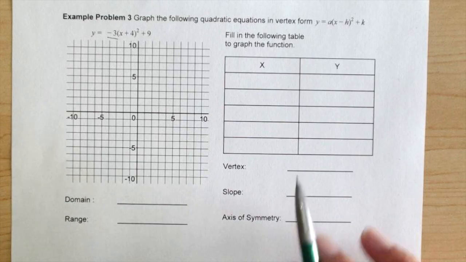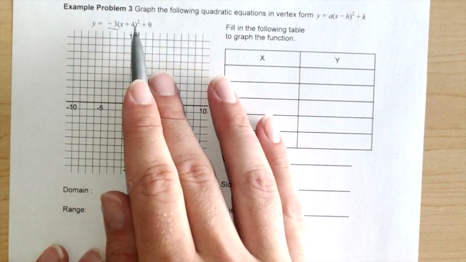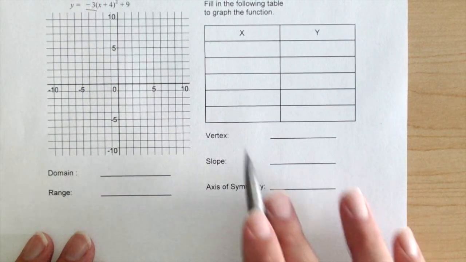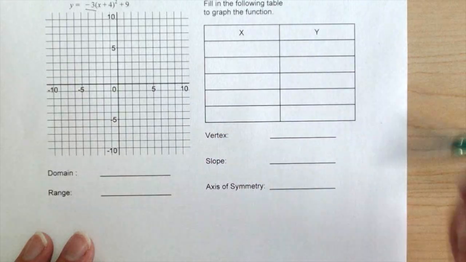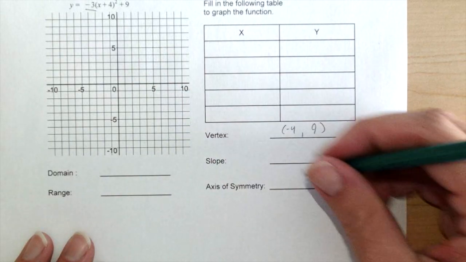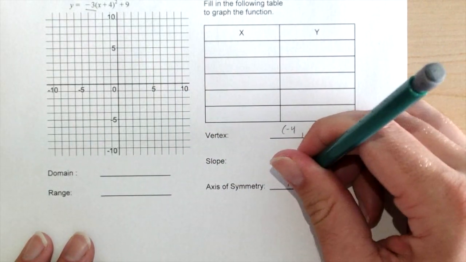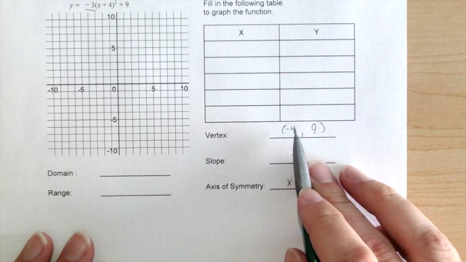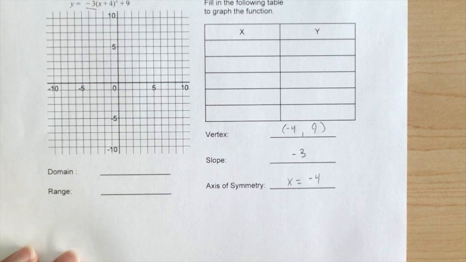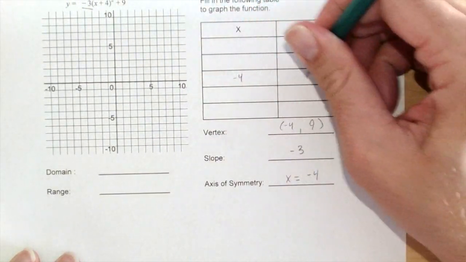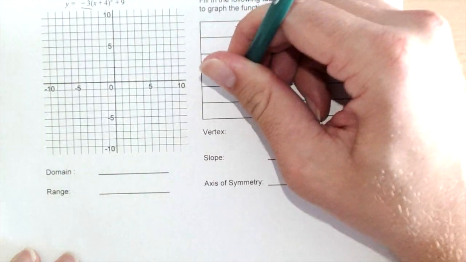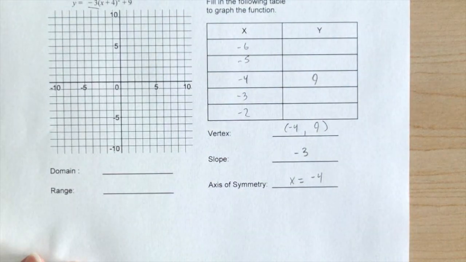Okay, so now every time you see an equation, you have 3 numbers, and those 3 numbers are going to come into play with your properties, right? The vertex is the first number flipped, then the second number. The slope is the outside number, so -3. And the axis of symmetry is the x vertex value, so -4. Then we already know the first point we put here is -4, 9. And then we want the 2 points on both sides from there.